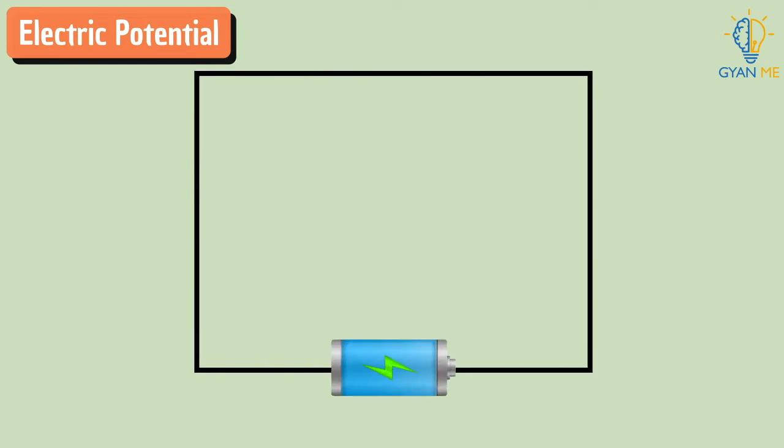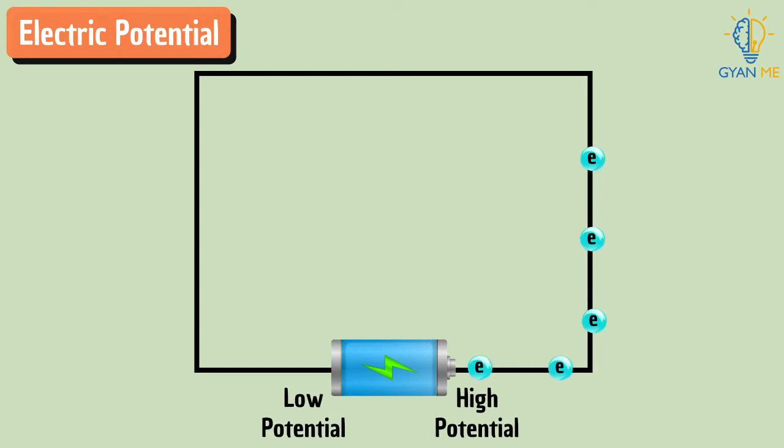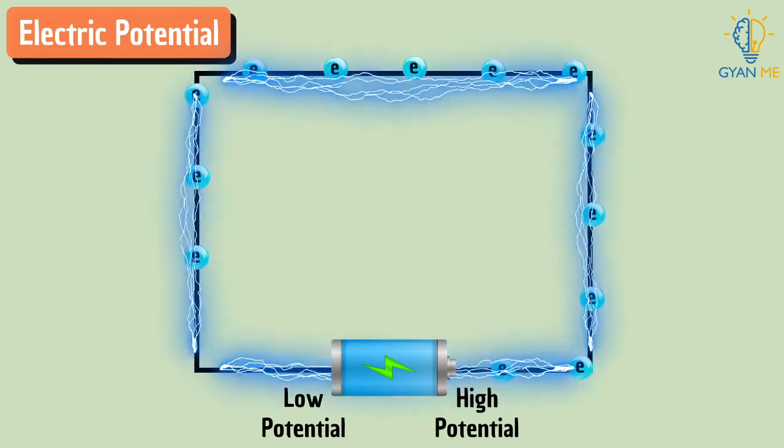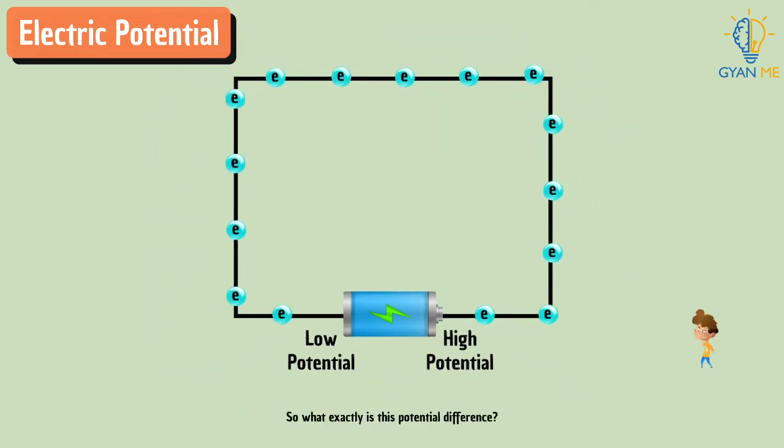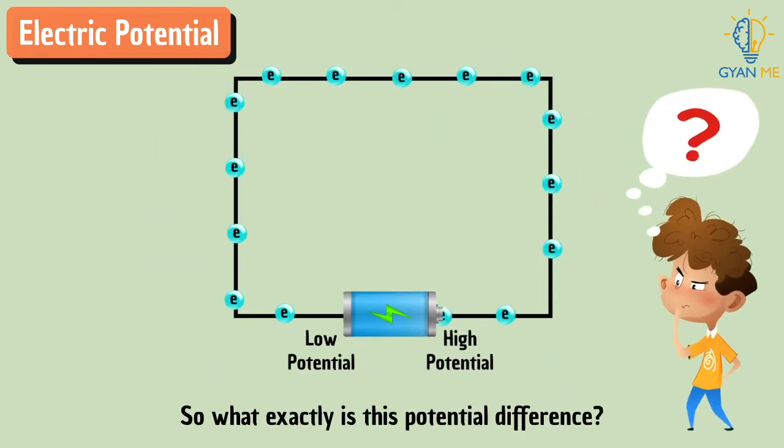As a result of potential difference, electrons move in the conductor from high potential to low potential, producing electric current. Or we can say that the potential difference sets the charges in motion in the conductor and produces an electric current. So what exactly is this potential difference?